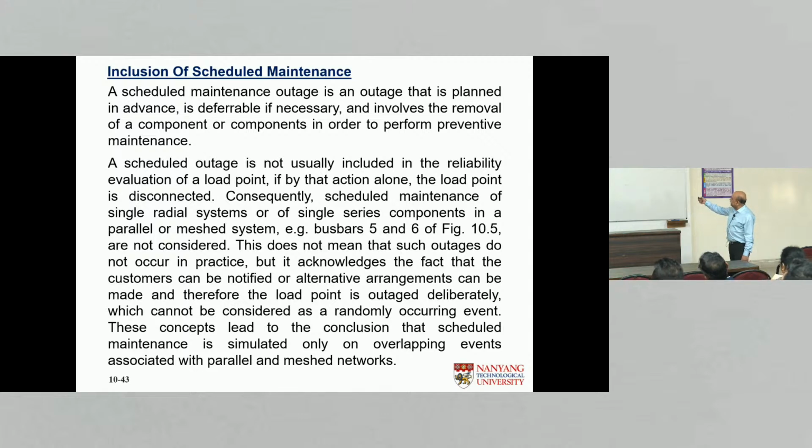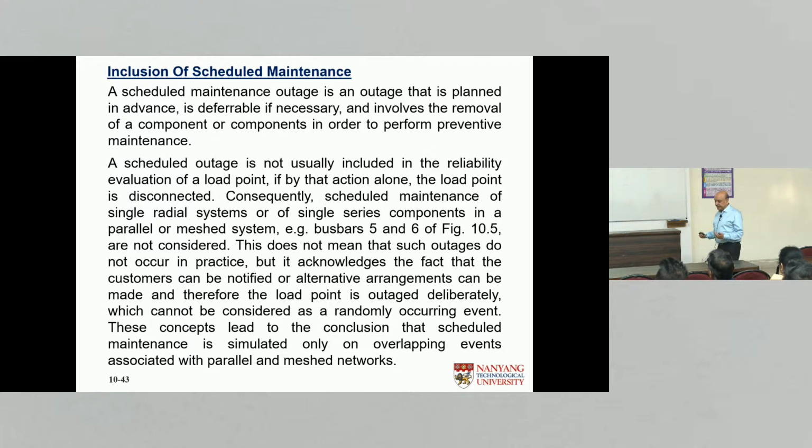So a scheduled maintenance outage is one that is planned in advance, we know that, and can be deferred if necessary. Can be deferred. I mean, maybe you have planned it to happen from March 8 to 10, and yet you see that your system is now vulnerable. You say, no, I can't do the maintenance now. I will defer by a week or 10 days, right? So it should be deferable. It should not be like cast in stone, as we say, and involves the removal of a component or components in order to perform preventive maintenance.